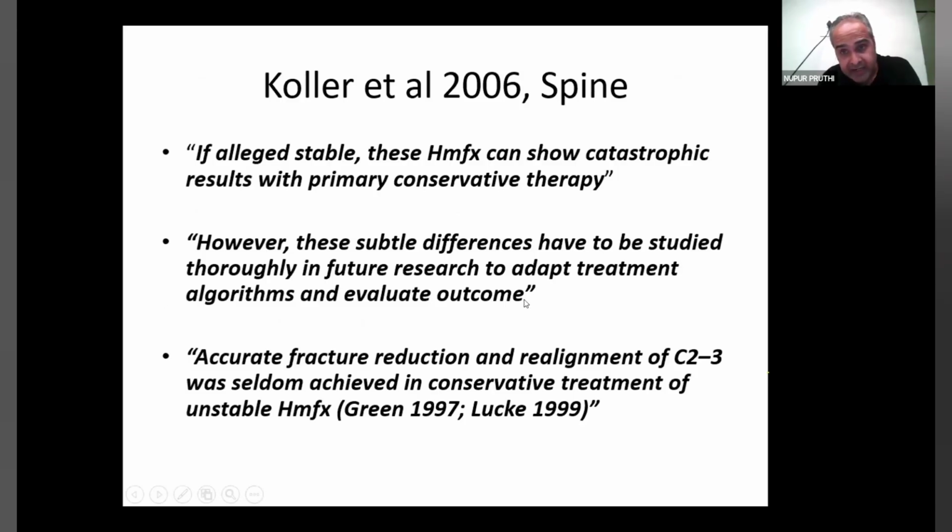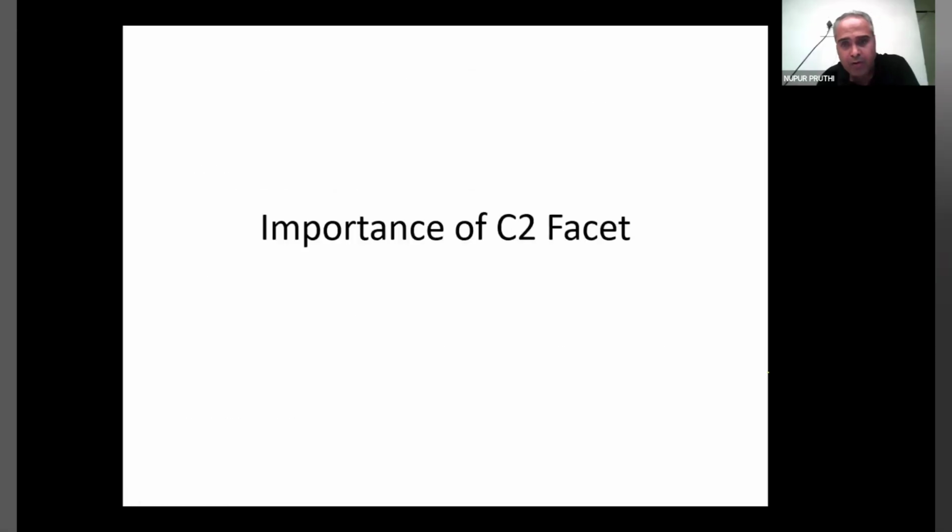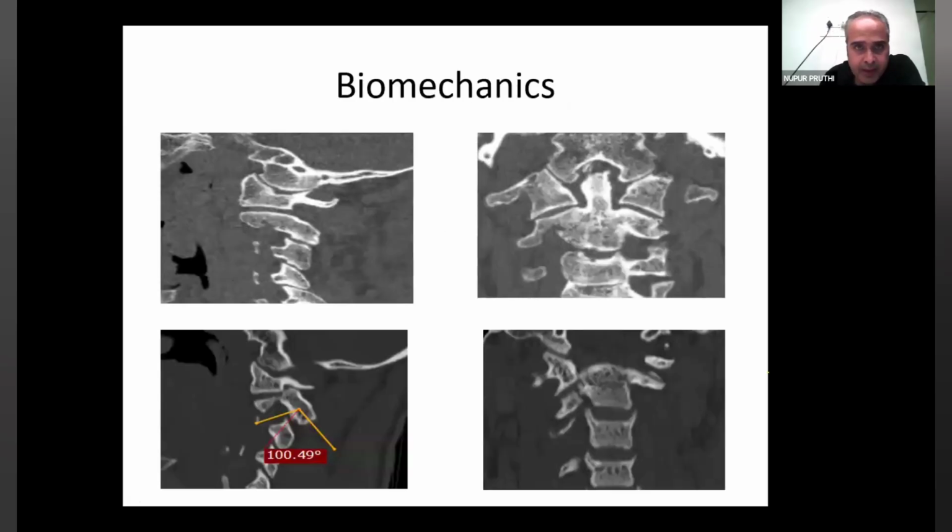Accurate fracture reduction and realignment of C2-3 was seldom achieved in the conservative managed treatment of unstable hangman's fracture. All of us, I think, would believe this. So what is the importance of C2 facet? I think C2 facet is a very important but however neglected area in all our assessments of fractures.